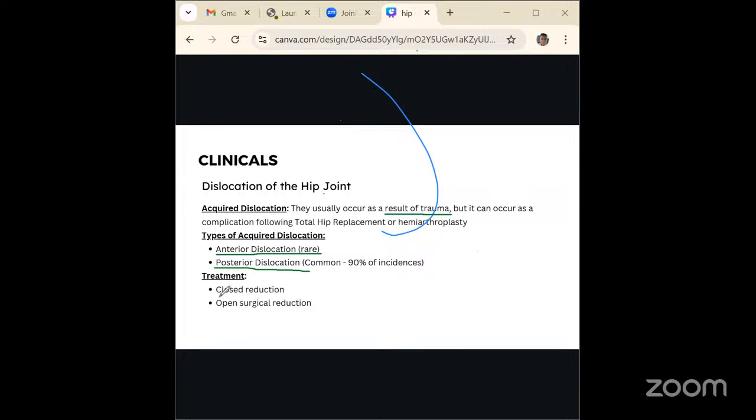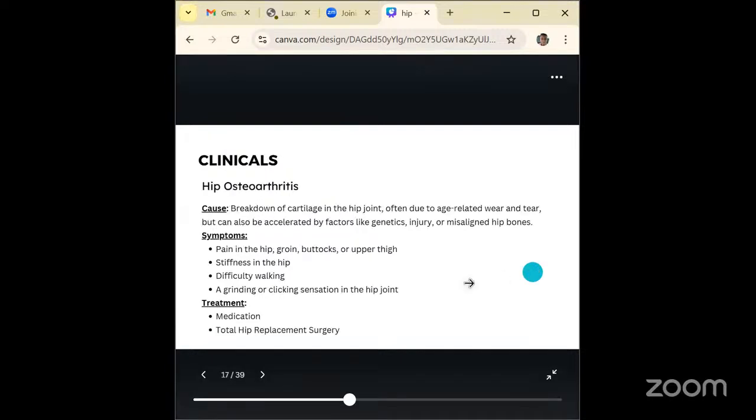We do a closed reduction, the same procedure as the pelvic splint I talked about, pelvic harness, or you can also do an open surgical procedure to correct this dislocation and put it back into where it's supposed to be.